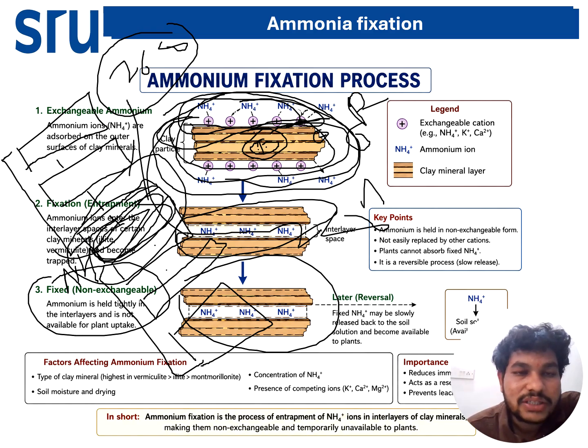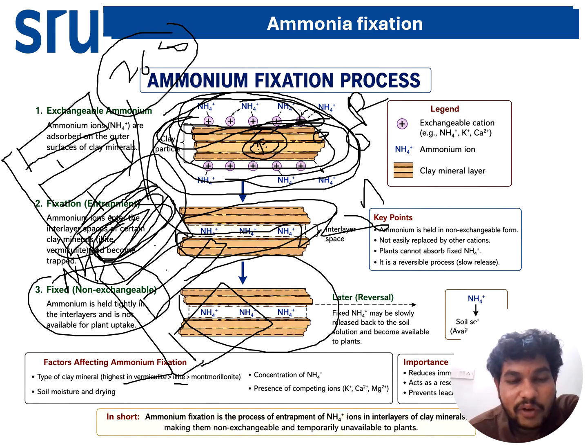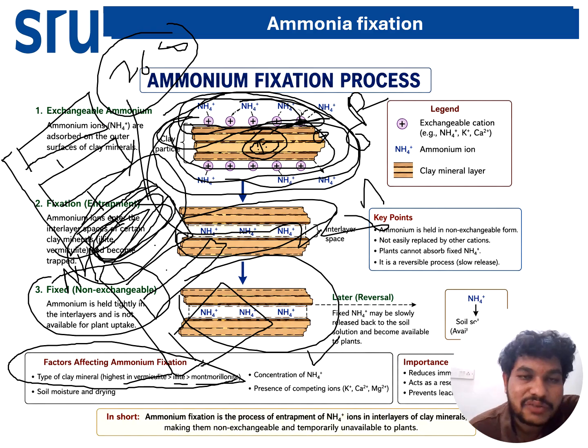Okay, this is the ammonia fixation, which mostly occurs in clay soil like black soil. And which types of clay mineral are responsible? That is vermiculite, next is illite, followed by montmorillonite. Because of these three elements present, if you add NH4 fertilizer, then the fixation will occur, and this fixed form of NH4 will not be available to the plant.